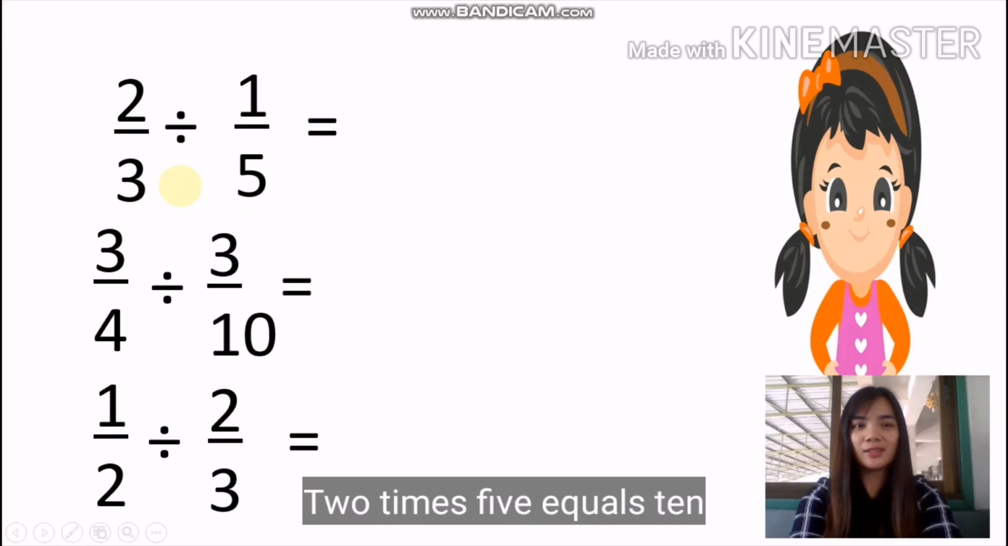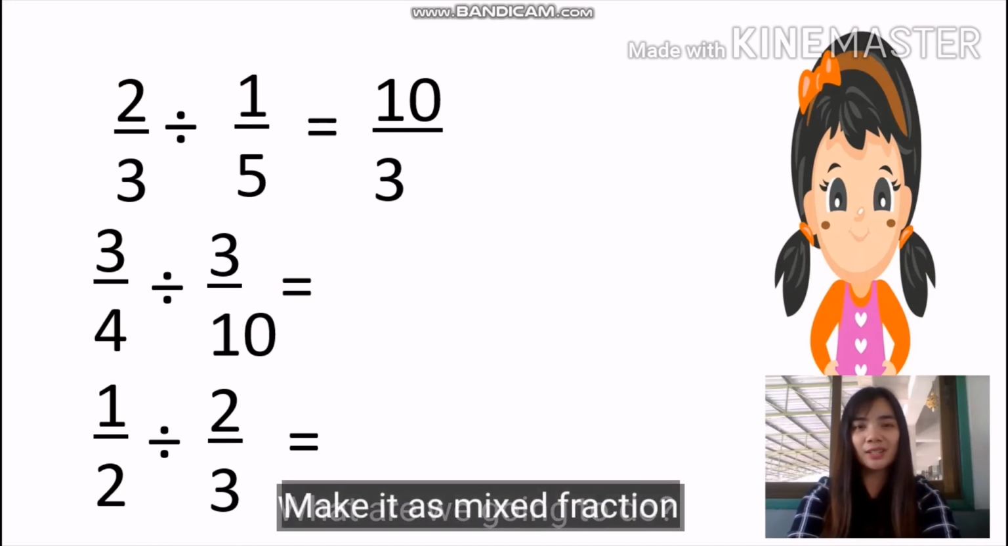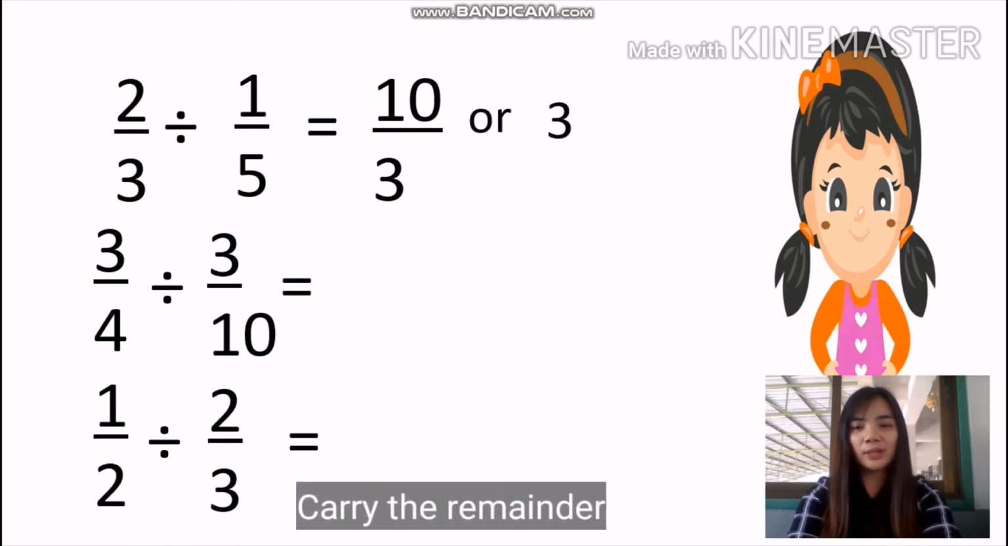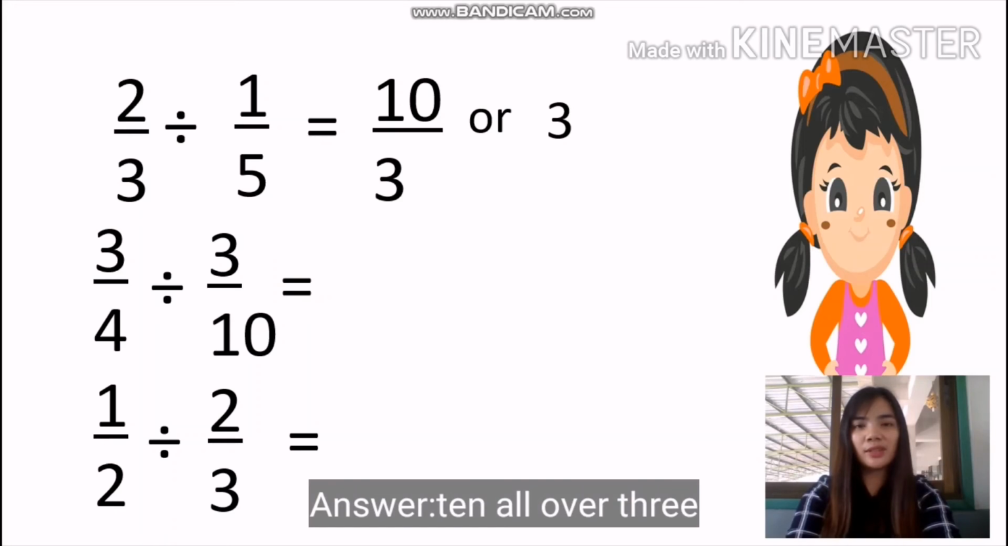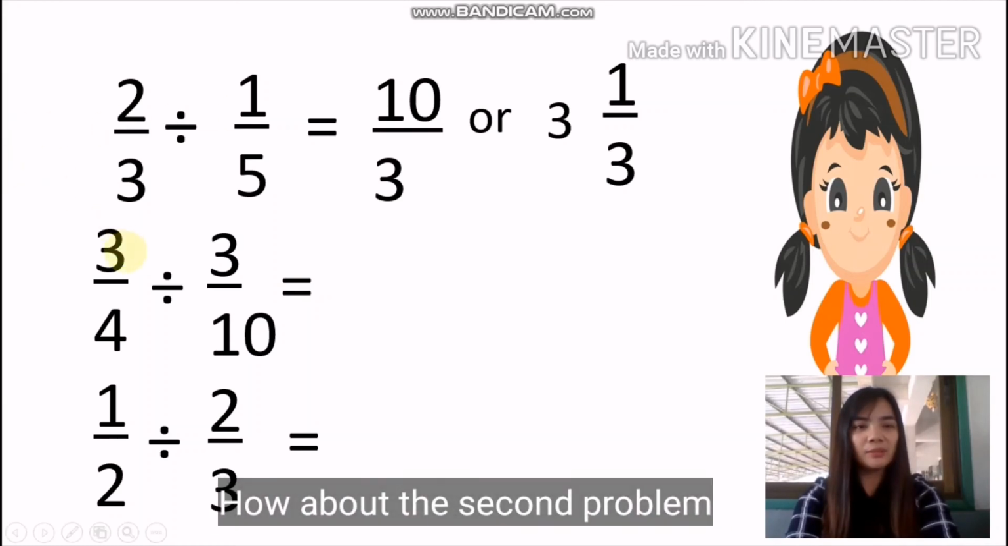Since this is an improper fraction, what are we going to do? We need to make it a mixed fraction. So 10 divided by 3 is 3. Then we carry our remainder, which is 1. So our answer would be 10 all over 3, or 3 and 1/3. How about the second problem?